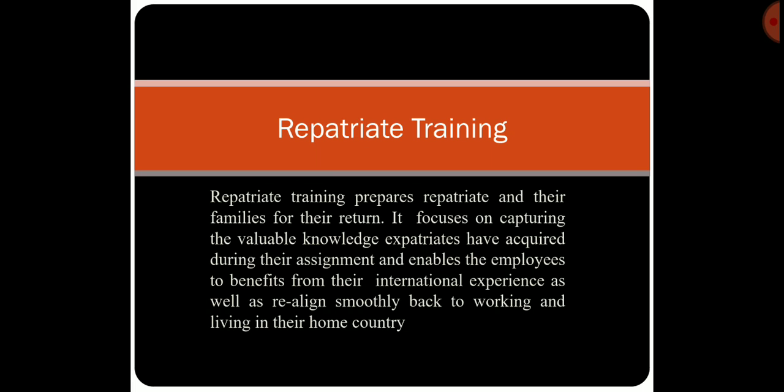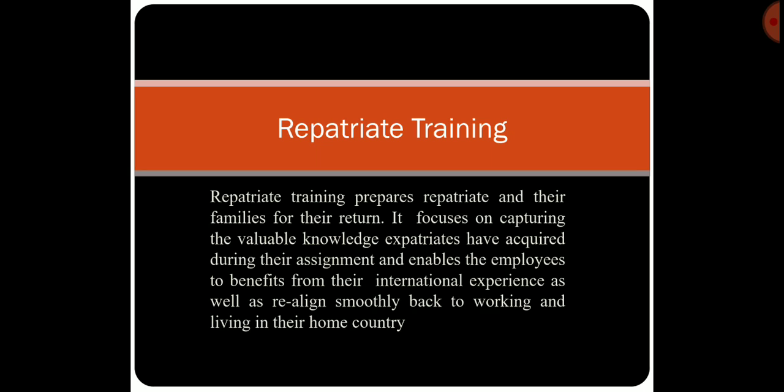So next topic we will discuss repatriates training. Before starting repatriates training, first we should know what we mean by repatriate. In the last class I discussed whom you call a repatriate. Repatriates are those employees who are coming back to their home country after completion of their international assignment. Those people are called repatriates.